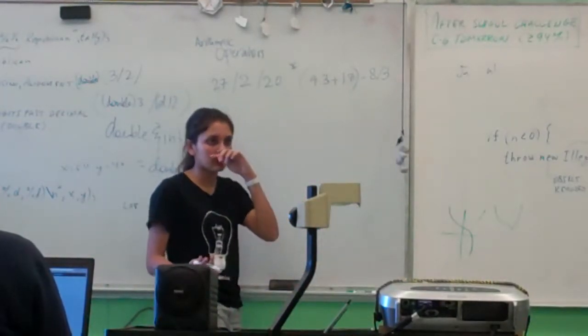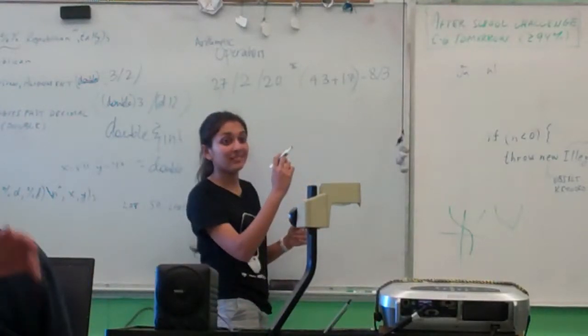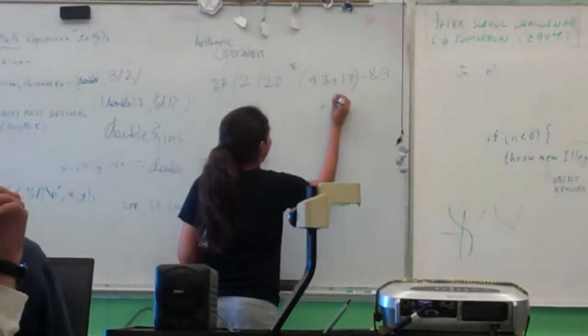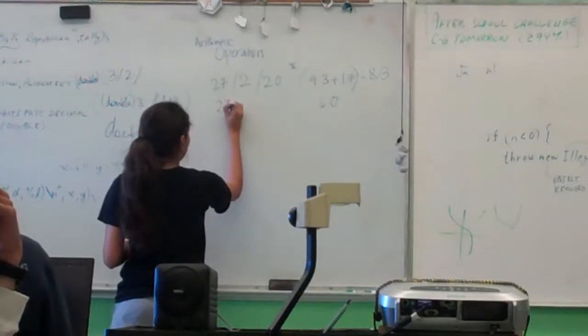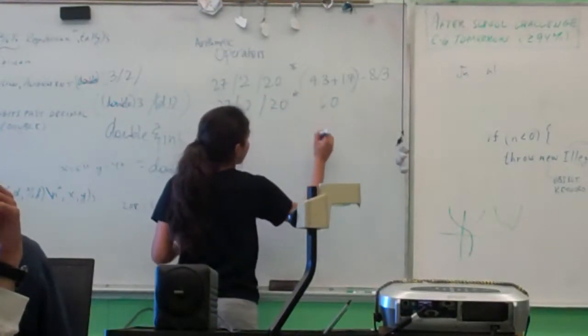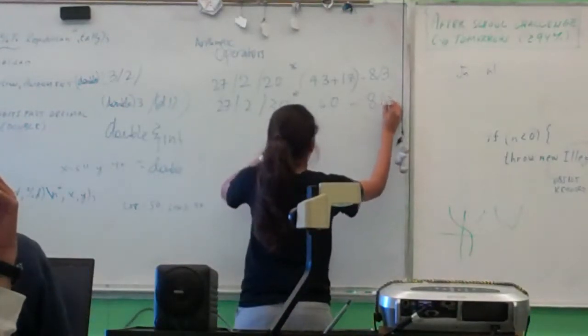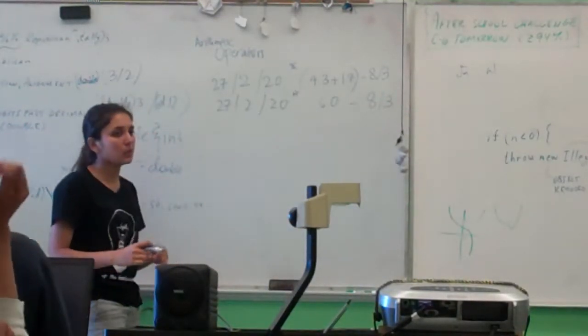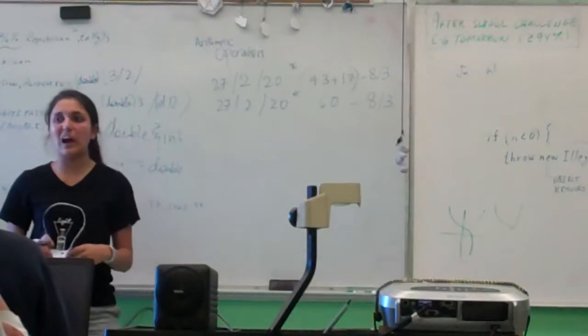Operation within the brackets? 6.0. Okay, so now you have 27 over 2 multiplied by 6 minus 8 over 3. What would you do now? What's the next level of precedence after the brackets?